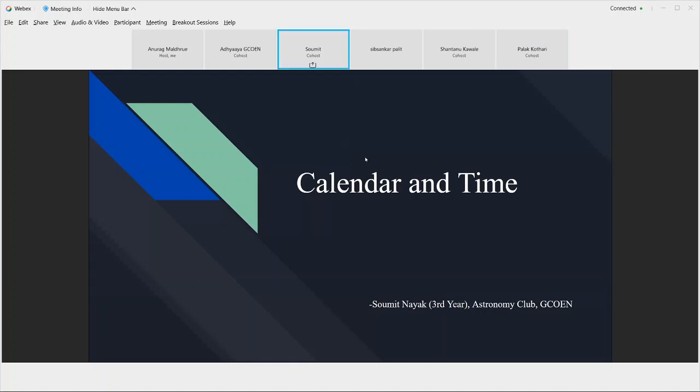Thank you, Palak. So now I'll be starting off with my presentation. I'm Soumit Nayak, a third year student in Astronomy Club of Government College of Engineering, Nagpur. My topic for today is calendar and time. The first part will cover calendar, and the second part will be time. In the middle, I'll take a break where I will answer your questions, if any, and if not, then I'll proceed to the end.